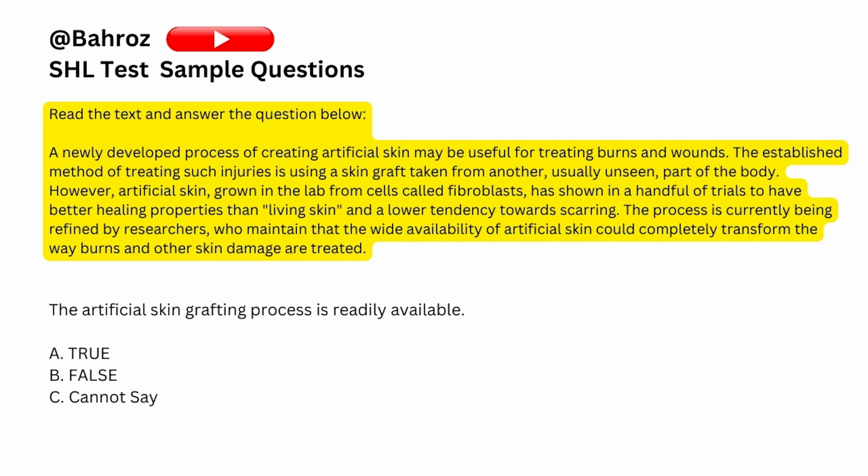Next question. A newly developed process of creating artificial skin may be useful for treating burns and wounds. The established method of treating such injuries is using a skin graft taken from another, usually unseen, part of the body. However, artificial skin grown in the lab from cells called fibroblasts has shown in a handful of trials to have better healing properties than living skin and a lower tendency towards scarring. The process is currently being refined by researchers who maintain that the wide availability of artificial skin could completely transform the way burns and other skin damage are treated. The artificial skin grafting process is readily available.